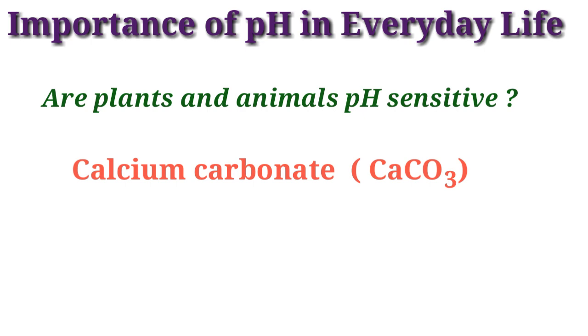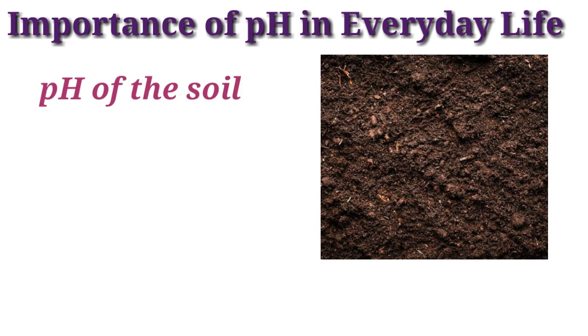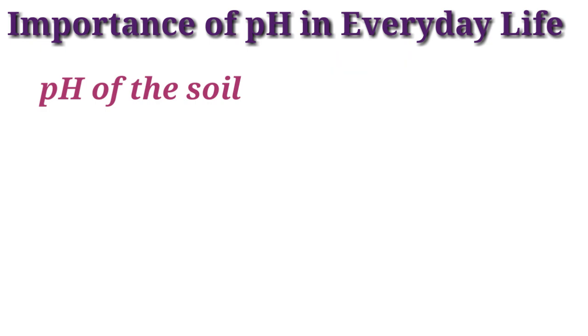Calcium carbonate is added to neutralize the acid that comes from acid rain. This prevents the fish in the lake from being killed. pH of the soil. Plants require a specific pH range for their healthy growth. If the soil is too acidic or too basic, the plants grow badly or do not grow at all. The soil may be acidic or basic naturally.